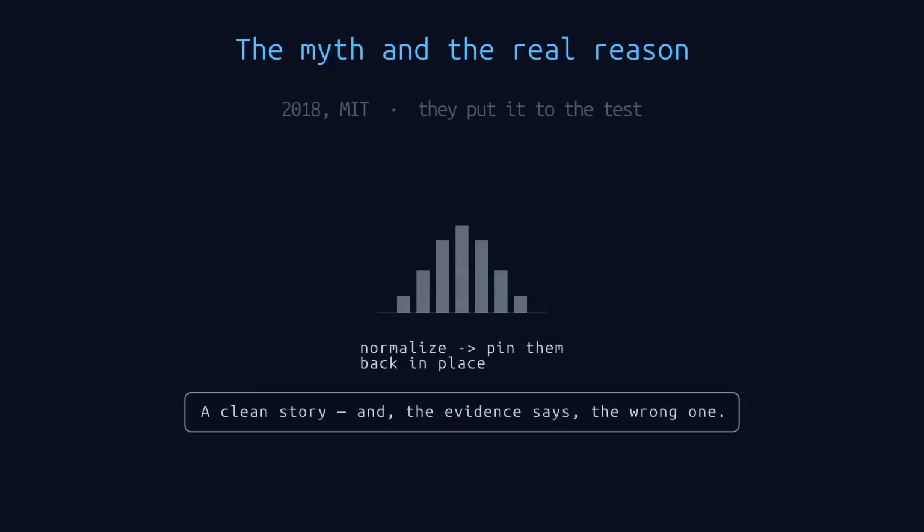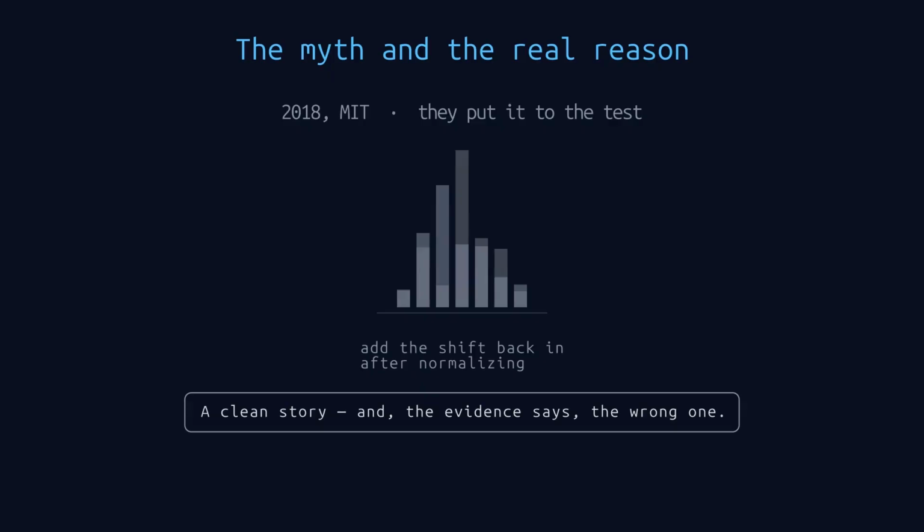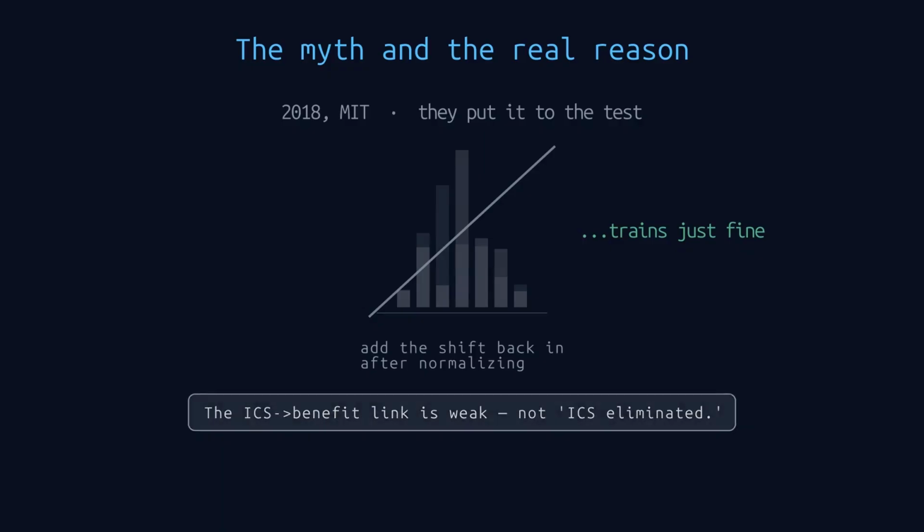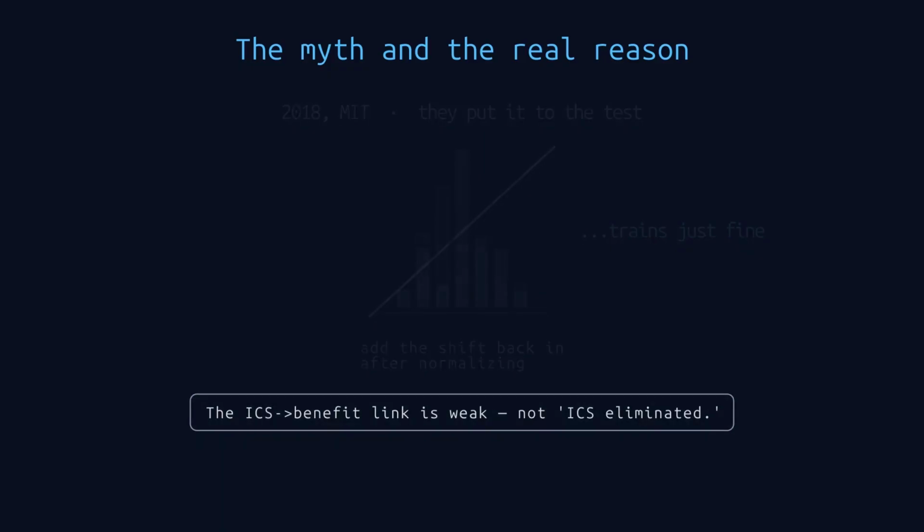In 2018, a group at MIT put it to the test. They deliberately added noise back into the activations after normalizing, reintroducing exactly the shift the theory said was harmful. The networks trained just fine. The distributional stability wasn't where the benefit was coming from.